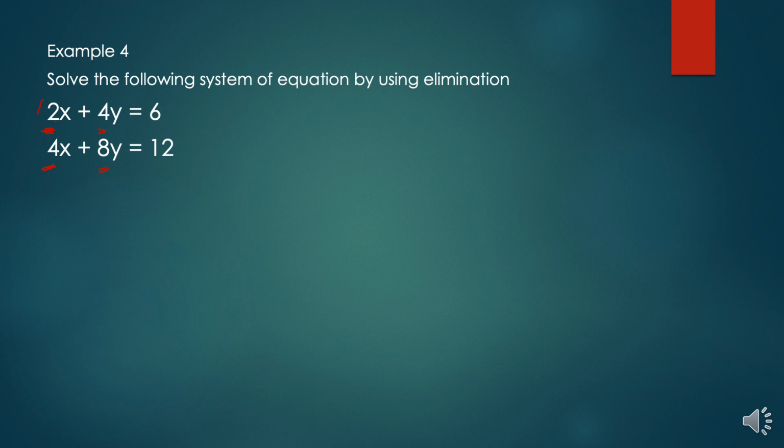So that means I can multiply my 2 by -2 to make sure it turns into a -4 to cancel out my x's. So I'm going to take this number, multiply all these. So this gives me -4x minus 8y is equal to -12.